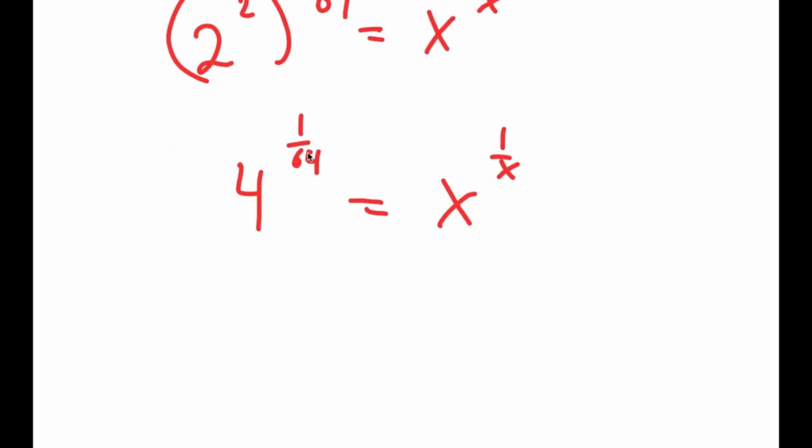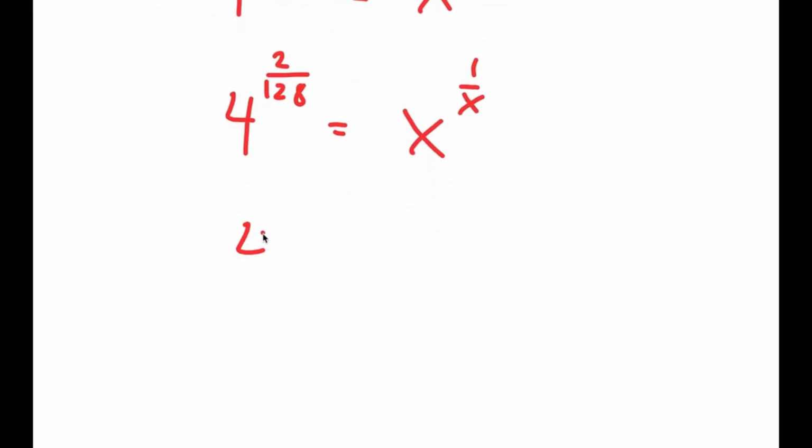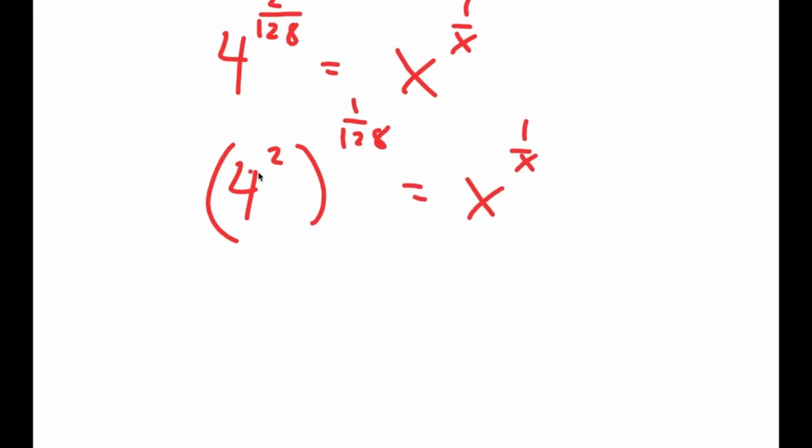Now, these two numbers still aren't the same. So what we're going to do is repeat the process once again. 1 over 64 is the same thing as 2 over 128. And I can rewrite this as 4 squared to the power of 1 over 128. Now 4 squared is 16, so I get 16 to the power of 1 over 128 is equal to x to the power of 1 over x.